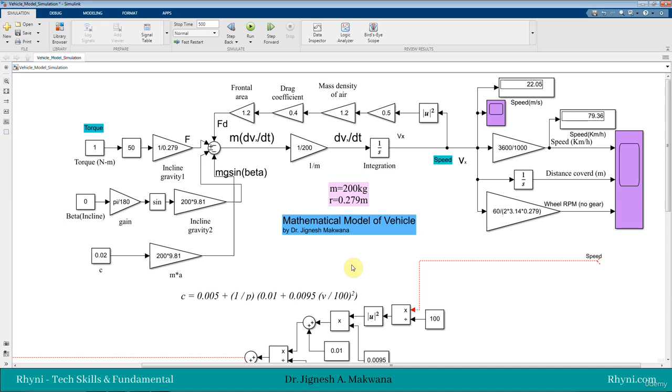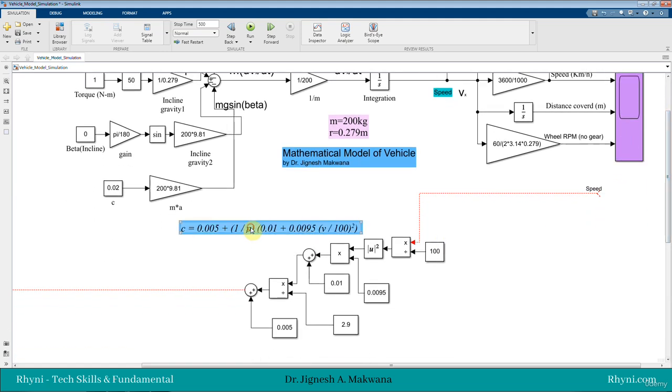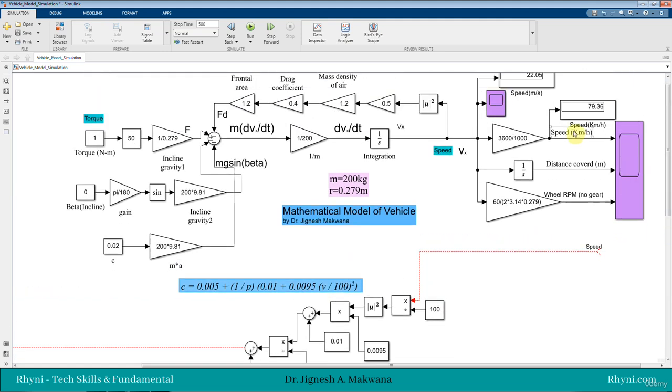Let's simulate the dynamic rolling resistance coefficient. So we have seen that the coefficient is constant, but it depends upon the speed and the tire pressure, so we can use this equation. By using this equation, instead of a constant, we can add the dynamic rolling resistance, such that by changing the tire pressure and the speed in km/h, we can change the constant of rolling resistance in the Simulink model itself.